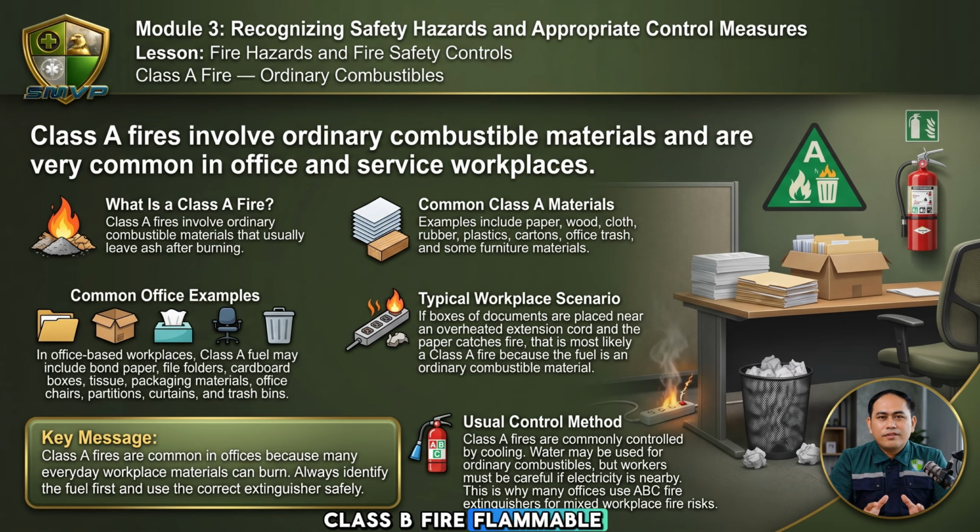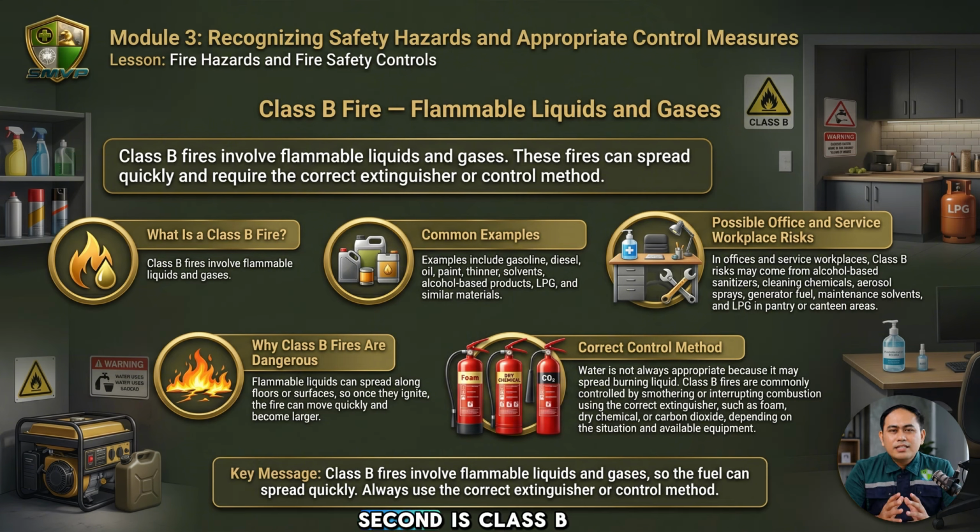Class B fire, flammable liquids and gases. Second is Class B fire. Class B fires involve flammable liquids and gases. Examples include gasoline, diesel, oil, paint, thinner, solvents, alcohol-based products, LPG, and similar materials. In an ordinary office, Class B risks may not be as common as Class A or Class C, but they can still be present. For example, alcohol-based sanitizers, cleaning chemicals, aerosol sprays, fuel for generators, maintenance solvents, and LPG in pantry or canteen areas may create Class B fire risks.